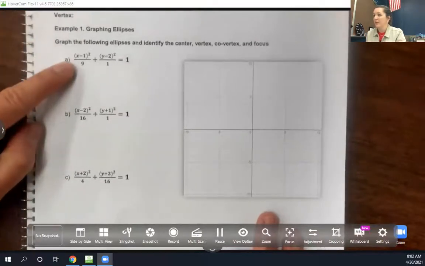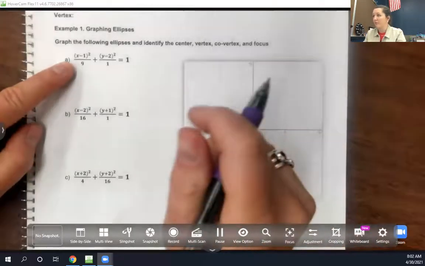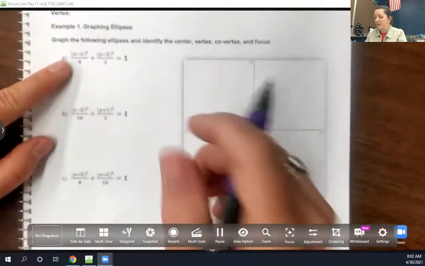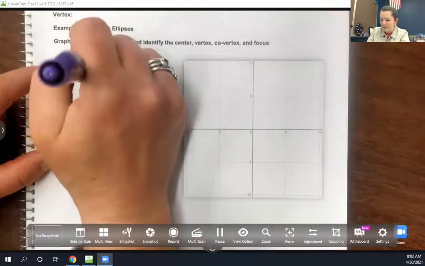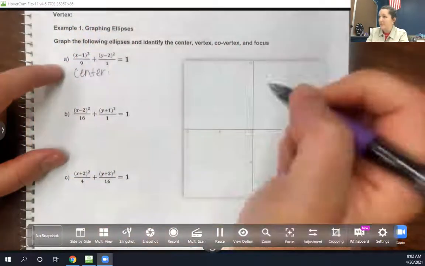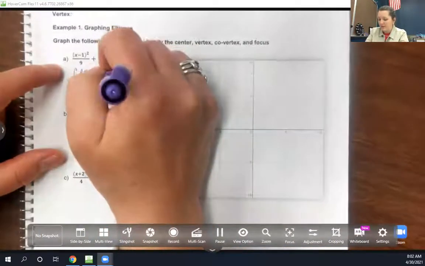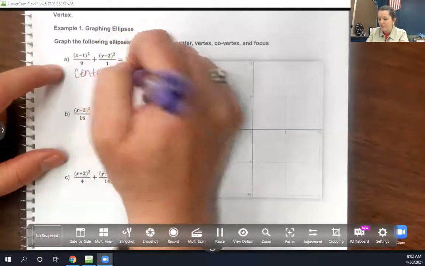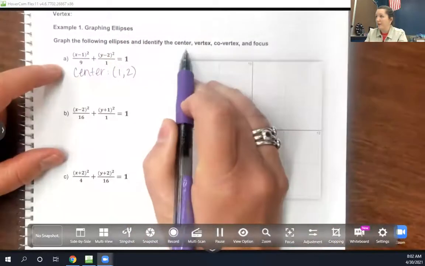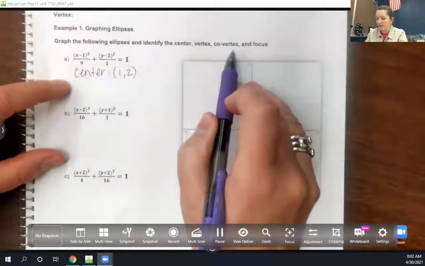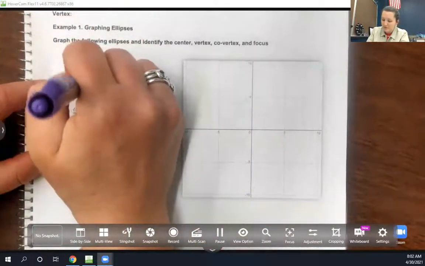So we're going to look here, and I'm going to refer back to my standard form to find out what my center is. So that center is still (h, k). In this case, my center is (1, 2). I want to find my vertex and co-vertex, right? So let's just write that down.